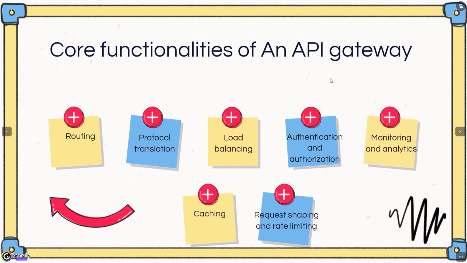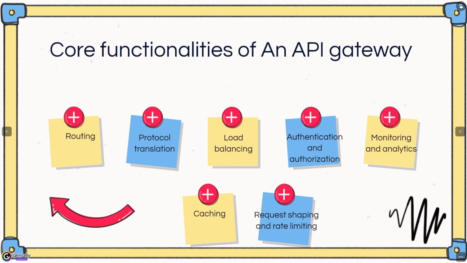There are some core functionalities of an API gateway. One is routing. It means directing client requests to the appropriate microservices or backend services. Next, protocol translation. This means translating between web protocols and WebSockets, HTTP and gRPC. Next, load balancing. It means distributing incoming client requests to multiple instances of a service to ensure optimal performance.